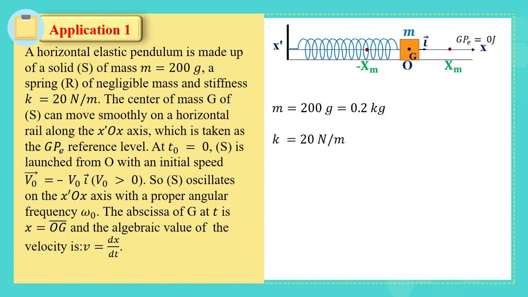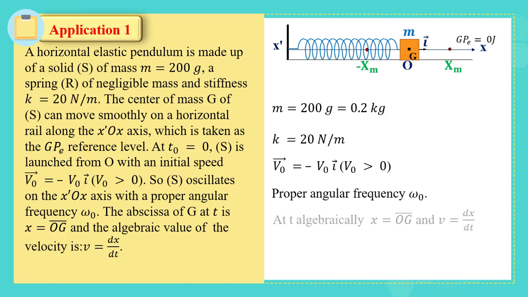At t0 equals 0, S is launched from O with an initial speed v0 vector equals minus v0 i vector, where v0 is positive. So S oscillates on the x'x axis with a proper angular frequency omega 0. The abscissa of G at t is x, and the algebraic value of v is dx by dt.